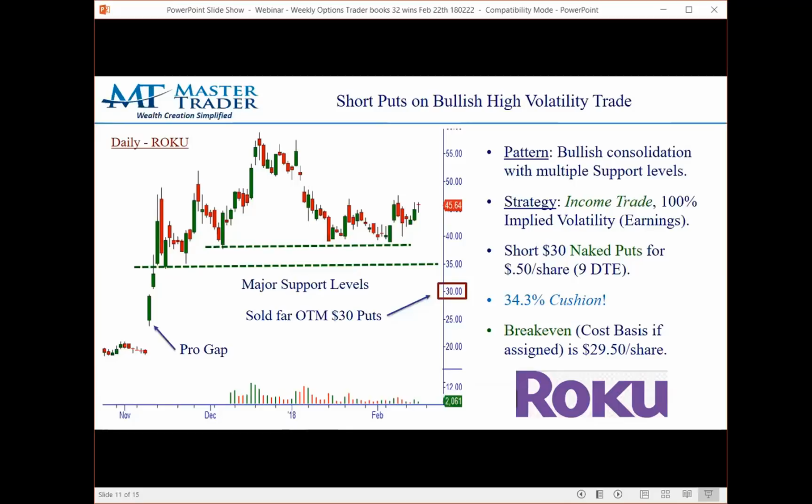And the stock did gap down to $40 today. I didn't put a current chart up here, but the stock rallied to like $50 and gapped down to $40. So it was still $10 away from our short strike price.